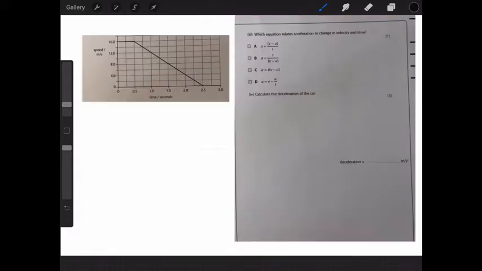If we think about the definition of acceleration, acceleration is the change of velocity in time. So it's the change of velocity, v minus u, divided by the time taken. Final velocity take away initial velocity divided by the total time taken to change velocity. So looking at our options, A has to be the correct answer.